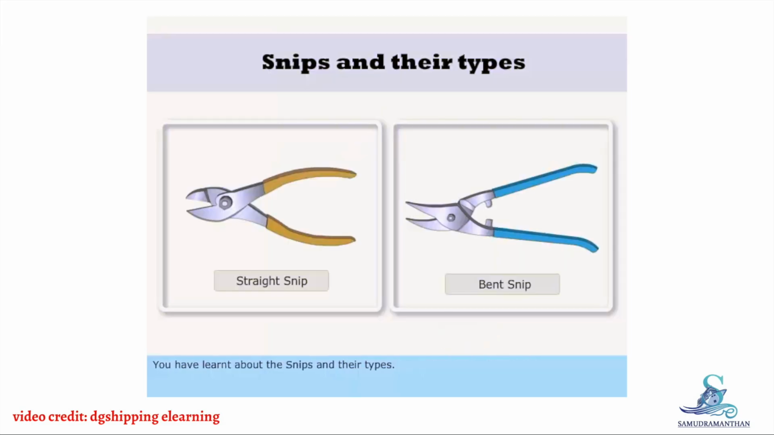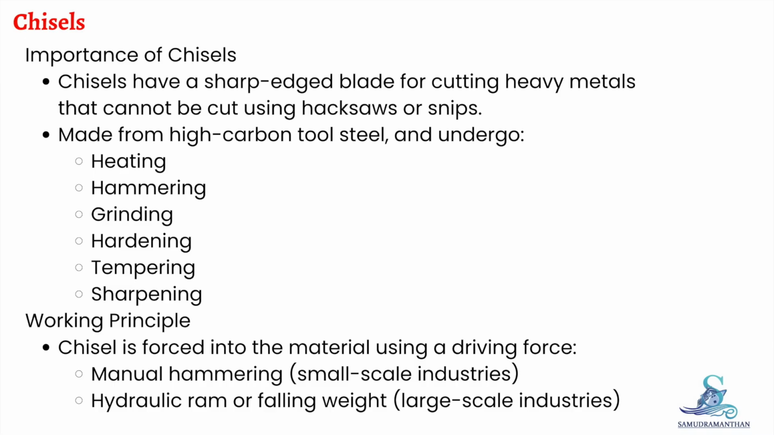You have learnt about the snips and their types. Now let's discuss chisel, another essential cutting tool. A chisel has a sharp edged blade at one end and is used to cut heavy metals that cannot be cut using hacksaw or snips.